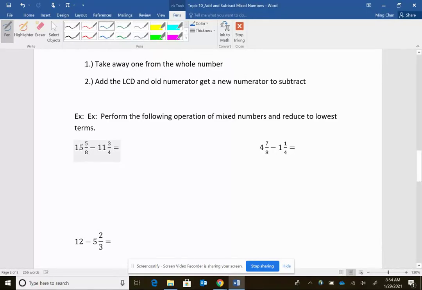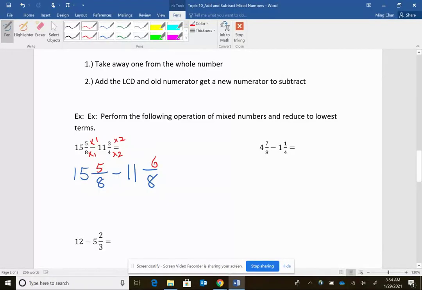The LCD between 8 and 4 is 8, so I got my 15, I got my 8 LCD. 8 going to 8 increases one time, numerator times 1, which is 5. 4 becomes the new LCD, times 2, numerator times 2. Times 2 top and bottom means I'm making the original fraction portion 2 times smaller in size, which is 6.